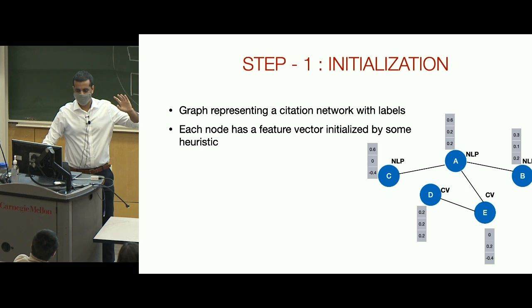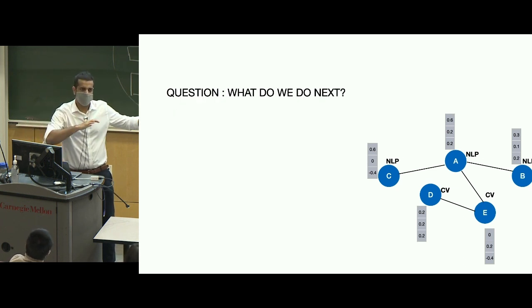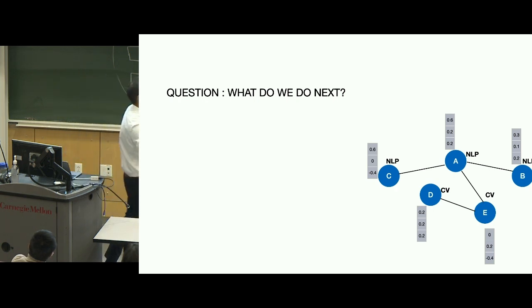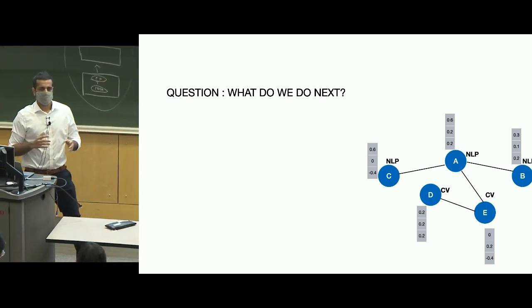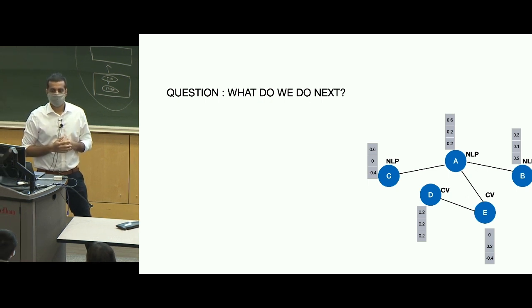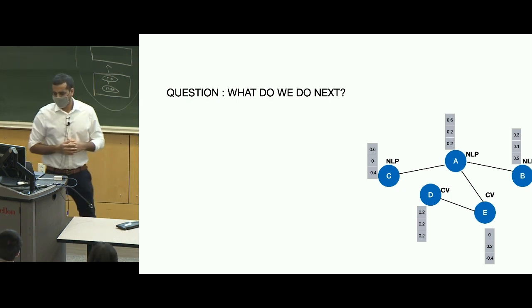Now, this is a question to you. What would you do next? This is what you have: a bunch of nodes, and each node has a feature vector representing the information about that node. What would you do next? Any guesses? Get information about nodes that are closer. Yeah, exactly.